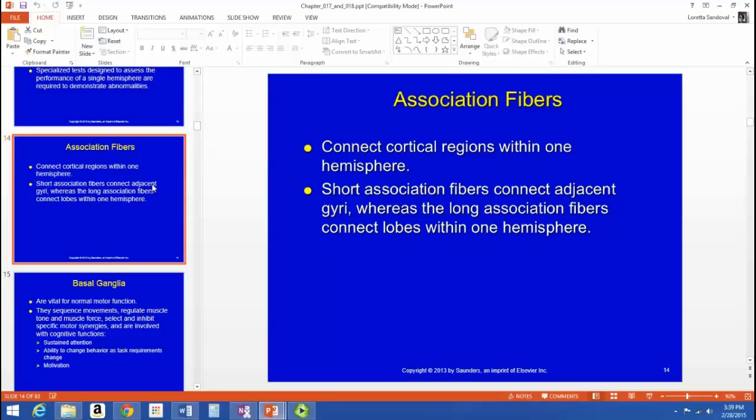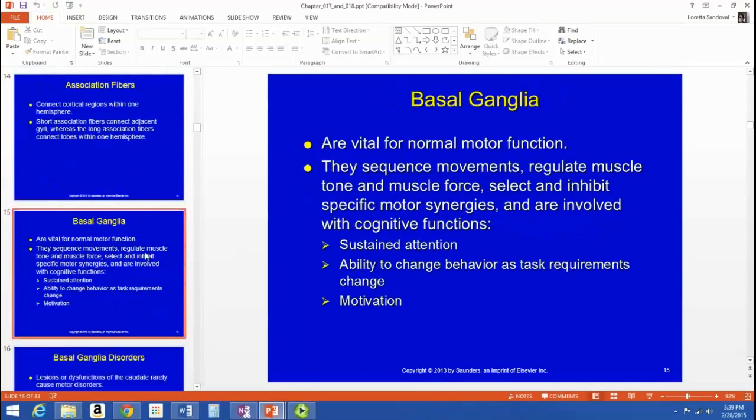And so these association fibers are what are passing that information back and forth in the different areas within a single hemisphere. So it's kind of neat. So we've talked a lot about the basal ganglia in chapter 11. But it is part of the Diencephalon, so I'm just going to briefly mention it.